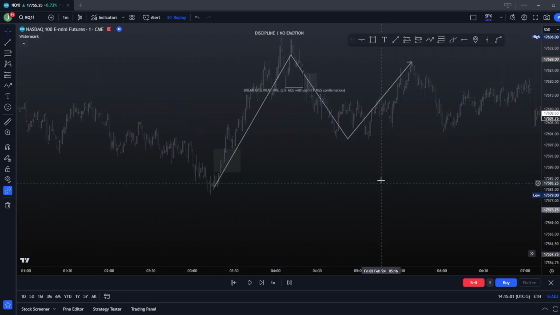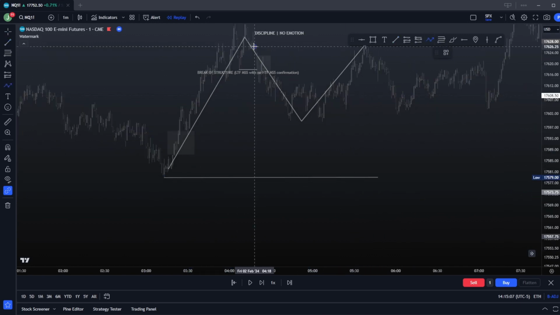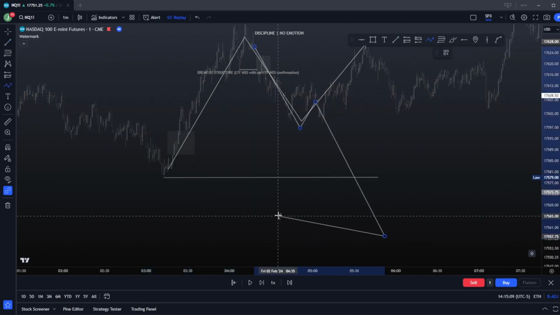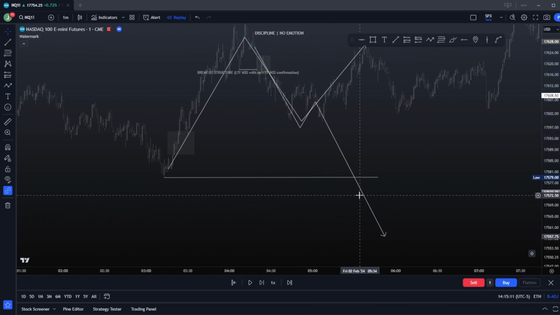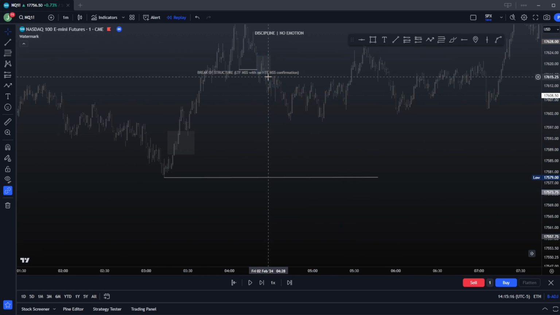And to have a higher time frame market structure shift, you would have to break probably this low. Price would have to come down here. And that would be a higher time frame market structure shift. Exactly. It's not as complicated as people make it seem.